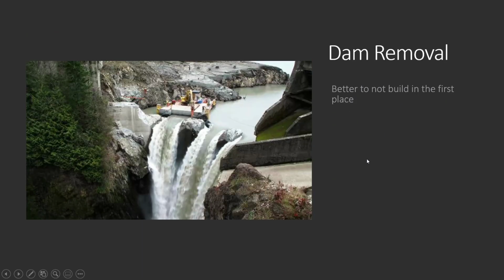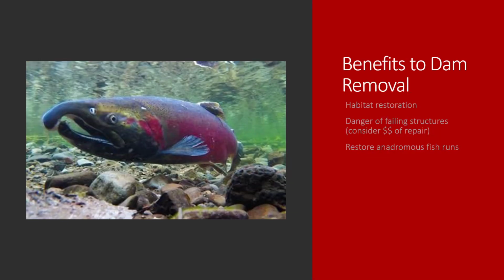Now, some ideas that have been put forth is removing dams completely. The idea is to remove a dam to restore the area. Removing the dam, maybe it's good, but it's probably better to not build the dam in the first place, because when you remove the dam, you can restore the habitat.